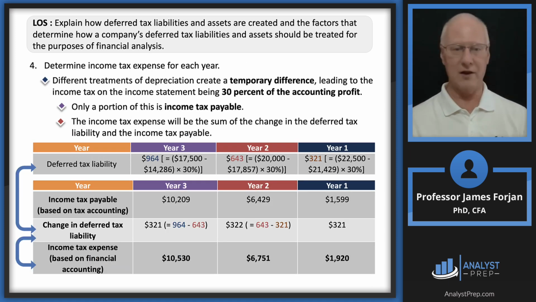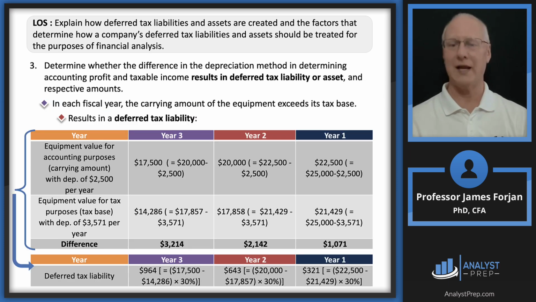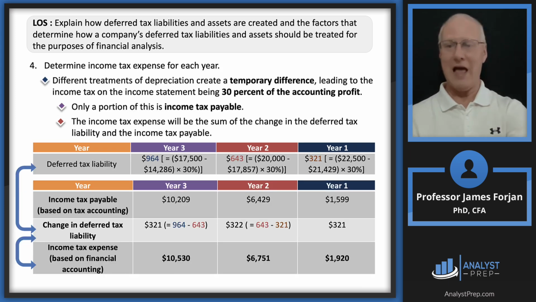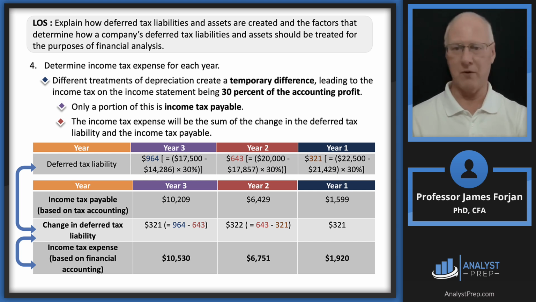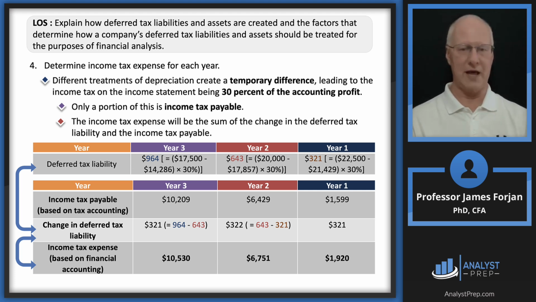So you get the sense here that what we're doing, we have one set of financial statements at the top, one set at the bottom, one for financial reporting, one for income tax reporting. The only difference is depreciation expense. So we ought to be able to identify what that difference is. And that difference is, look along the bottom here, the 321, 643, and the 964. And then that difference each year is going to be the same number, right? So 321 and then 322 just for rounding. And so you get 1920, 6751, and 1053.